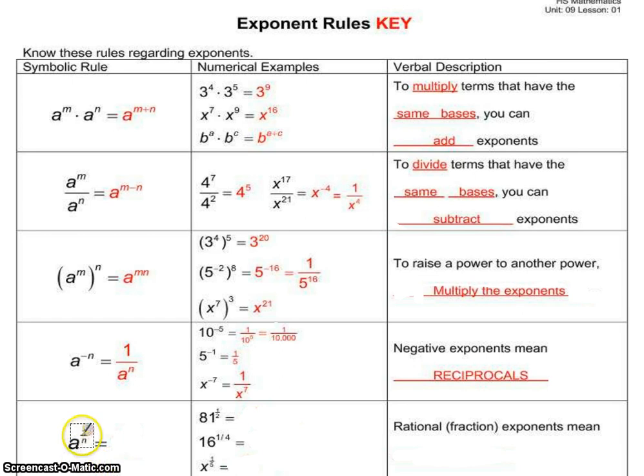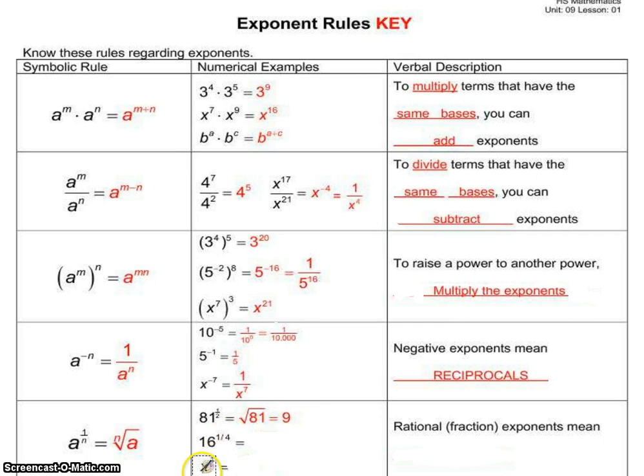So we're going to look at 1/n being my exponent. That means I'm really going to have the square root of a to the nth. Okay, so it's the nth root per se. So in this case, my n is a 2, so it's the square root of 81, which is 9.